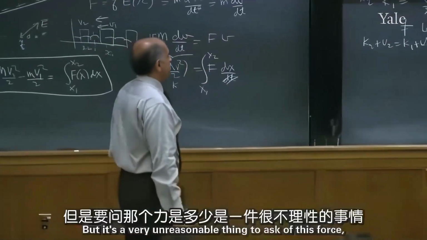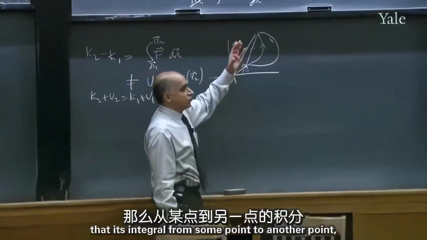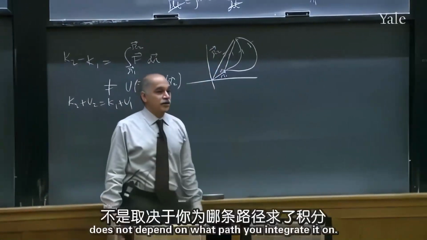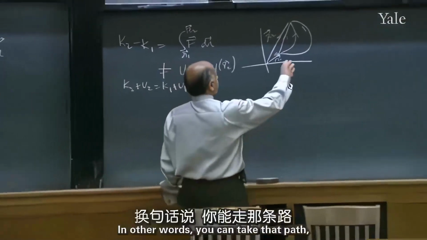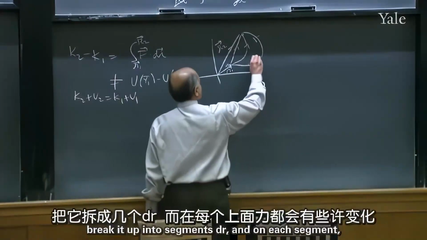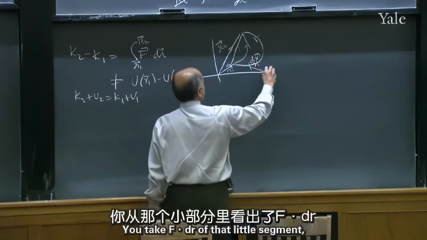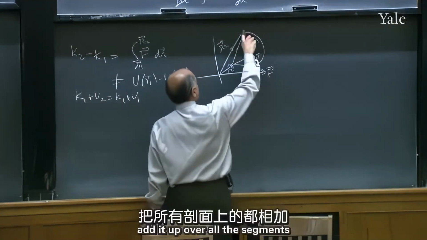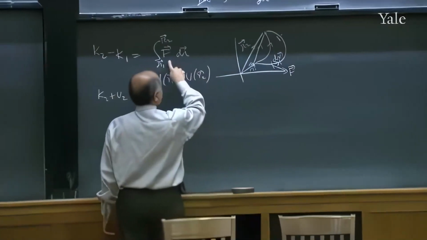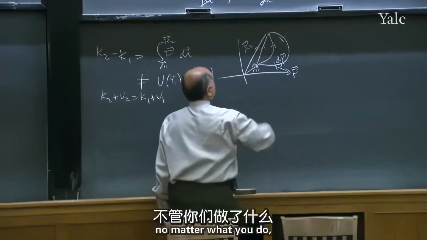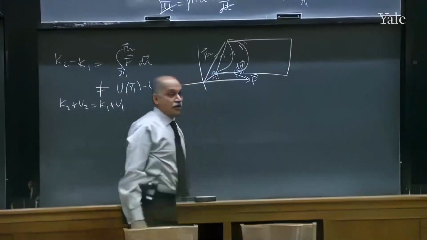But it's a very unreasonable thing to ask of this force that the integral from some point to some other point does not depend on what path you integrated on. In other words, you can take that path, break it up into segments dr, and on each segment the force is some variable. You take f dot dr at that little segment, add it up over all the segments, and make the segments vanishingly small. That's the meaning of this integral. And you're supposed to get the same answer no matter what you do, including going like this or anything else. How can they all give the same answer?